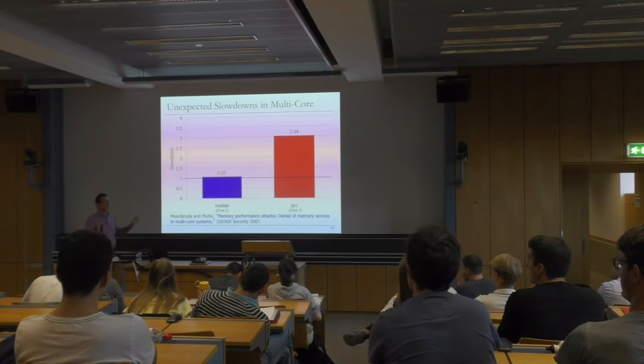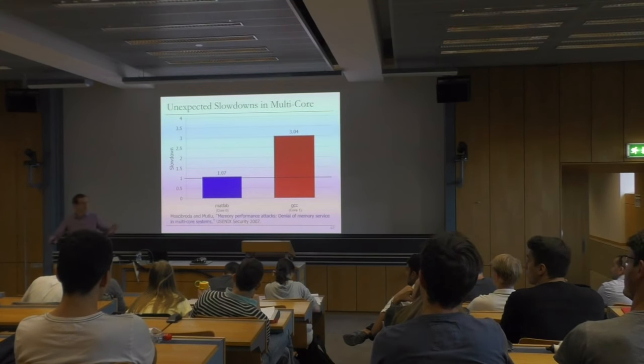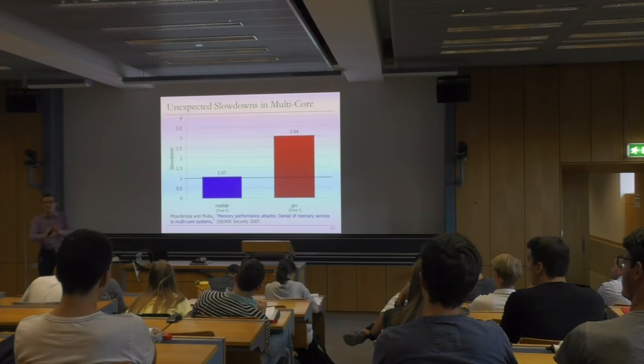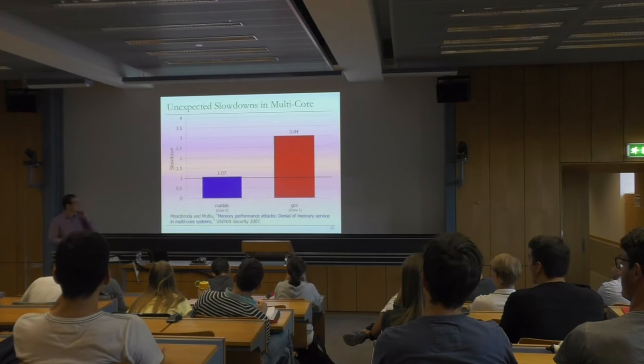Assume that you're a software designer. You run this application on a cloud, and the cloud somehow schedules MATLAB and GCC together on the same machine, on two different cores, and your MATLAB slows down significantly. What do you do, right? You have no idea. If you don't know what's going on underneath, you have no idea. So it's a very good example of crossing the abstraction layers.